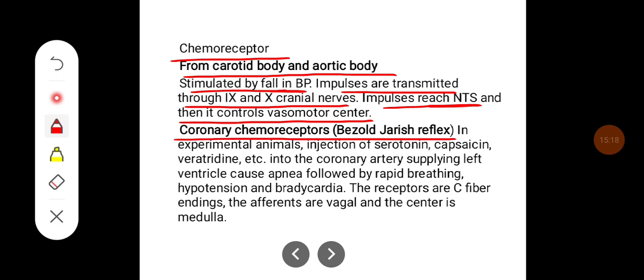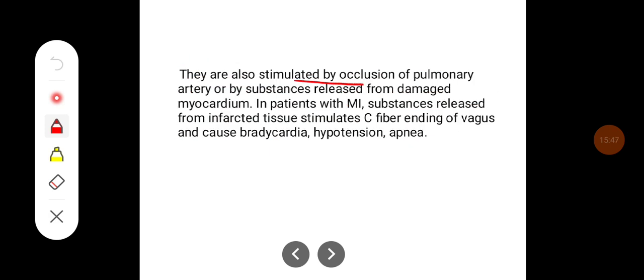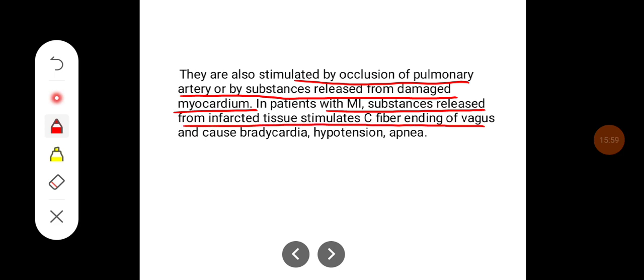Coronary chemoreceptors, that is Bezold-Jarisch reflex. In experimental animals, injection of serotonin, capsaicin, veratridine into coronary artery supplying left ventricle cause apnea followed by rapid breathing, hypotension and bradycardia. The receptors are C fiber endings and the afferents are vagal and center is medulla. They are also stimulated by occlusion of pulmonary artery or by substance released from the damaged myocardium. In patients with myocardial infarction, substances released from the infarcted tissue stimulate C fiber endings of vagus and cause bradycardia, hypotension and apnea.